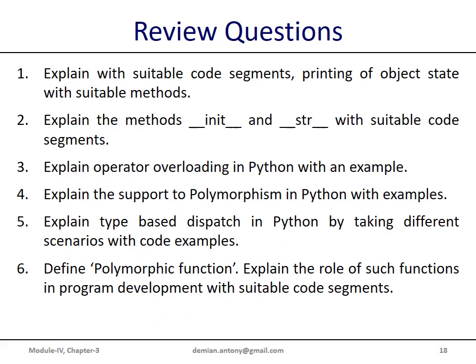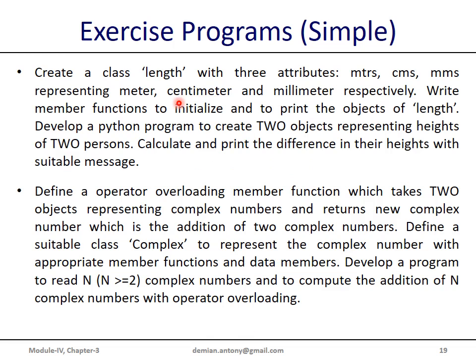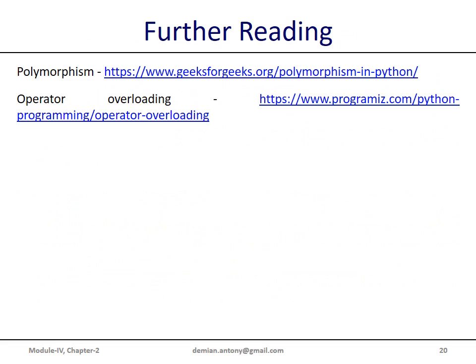These are a few simple review questions for self-assessment, and these exercise programs mainly deal with printing objects and writing constructors, and also writing a function for operator overloading, adding two complex numbers with the operator overloading concept. These are two links for further reading. One is to know more about polymorphism. You can refer to this. Also, to learn more about operator overloading, you can refer to this link.